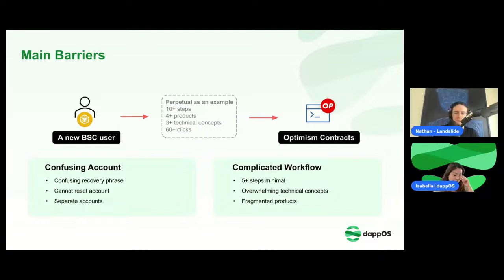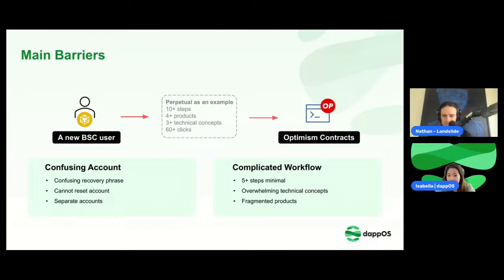For example, to set up an account in Web3, I have to remember 16 random words, or I lose my account and lose all my money. This is so counterintuitive for users who are already used to Web2 apps, right?